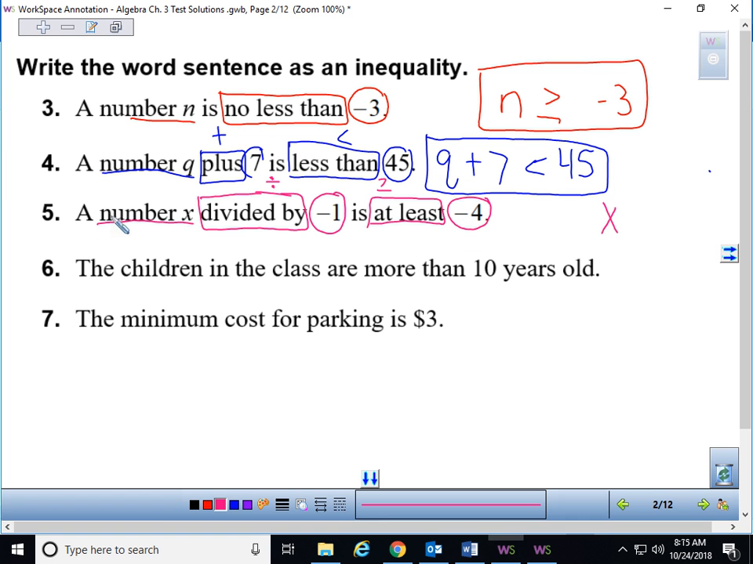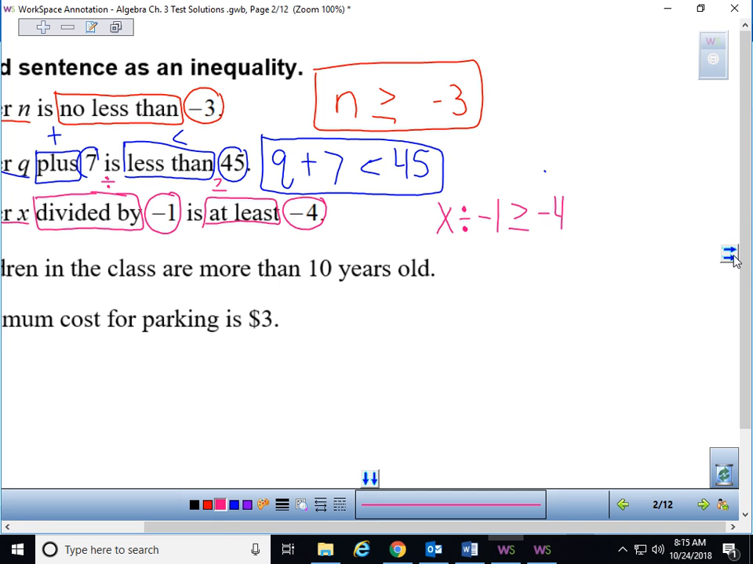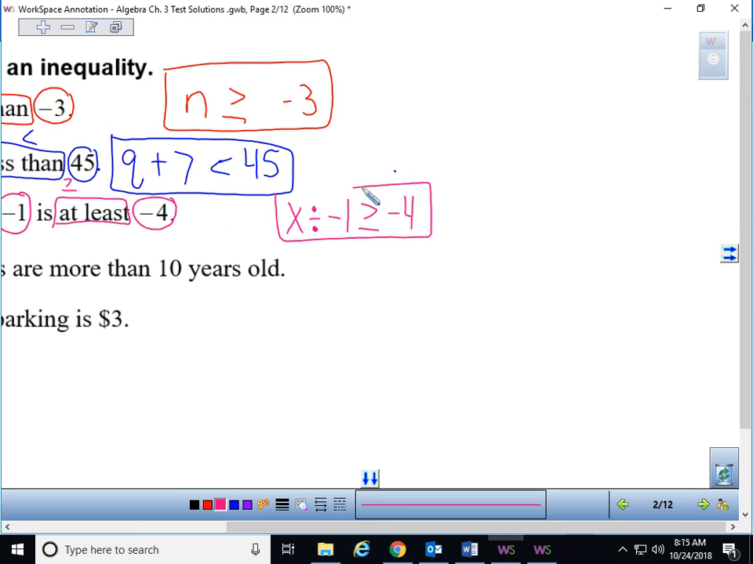So let's go back left to right. A number x divided by what? Divided by -1 is at least, or the symbol greater than or equal to, -4. Now there are two ways you could write it. You can write it the way I did with the division symbol, or you could have written it as a fraction. If it's written as a fraction, remember fractions are still division problems, you have x over -1 greater than or equal to -4. Both are correct answers.